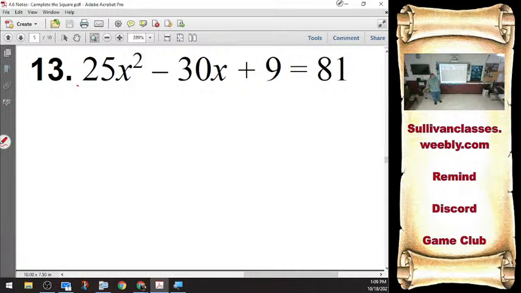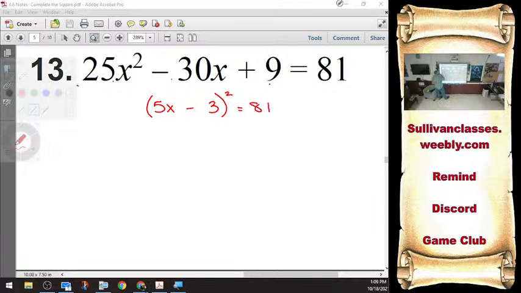Is there a greatest common factor between 25, 30, and 9? Are A and C perfect squares? Write it as a perfect square or as a binomial squared. 5x, square root of this guy. 3, square root of that guy. Keep the middle term, or middle sign. If I have something squared, I can undo that with square root.